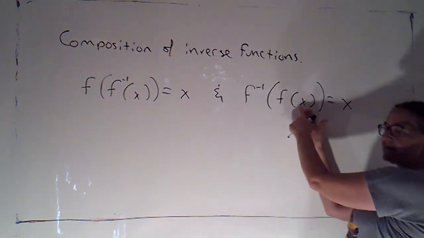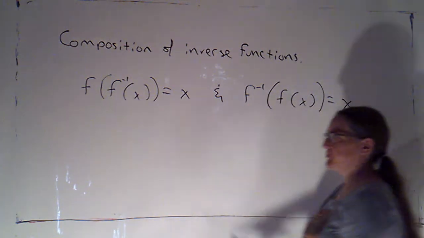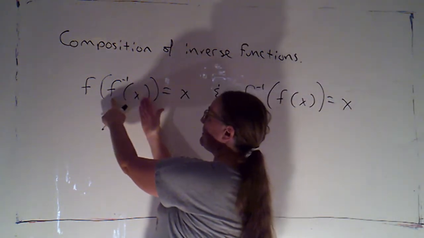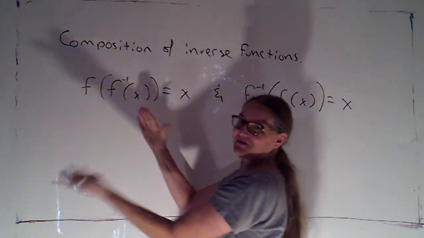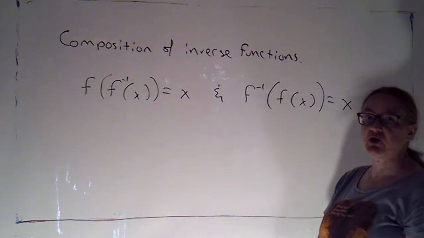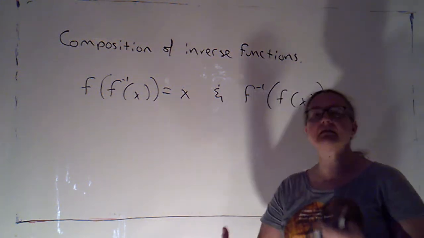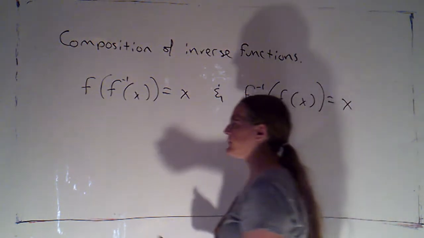Here I start with x, I do something, I undo it, I'm right back to where I started. Same thing here. Whatever f inverse does, f undoes it. They're opposite processes. So that takes me right back to x. In fact, we can use this as a test to see whether two functions are inverses.